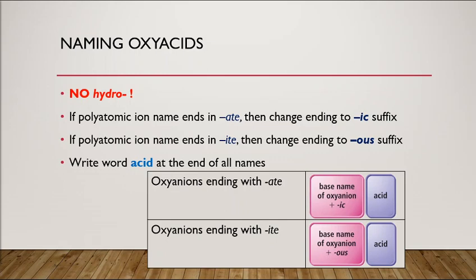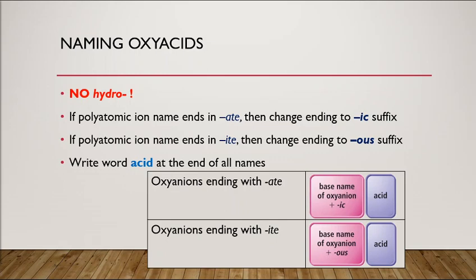And so whenever you're dealing with your oxyacids, the first thing you have to do is memorize your polyatomic ions. And once you know your polyatomic ions, any polyatomic ion ending in ate, you're going to drop the ate and add an ic suffix. If the polyatomic ion ends in ite, you're going to drop the ite and add an ous suffix.